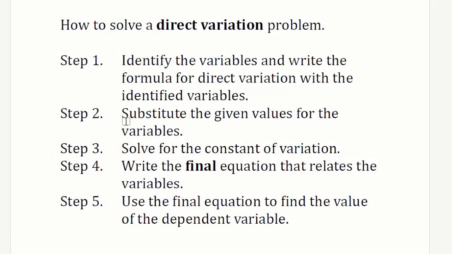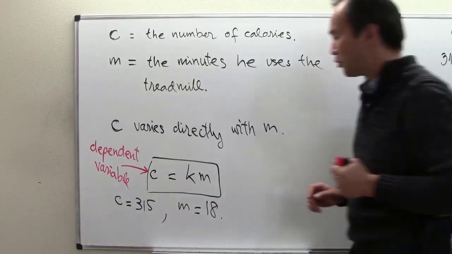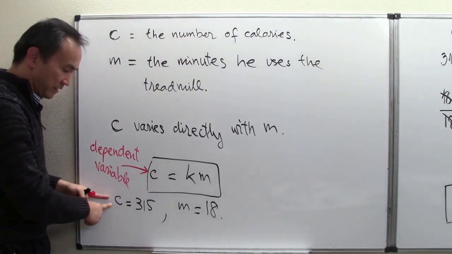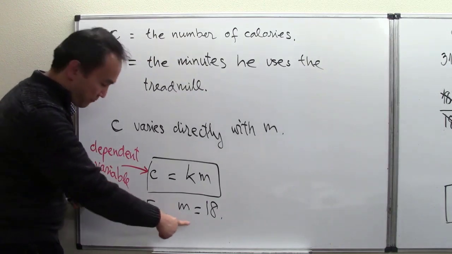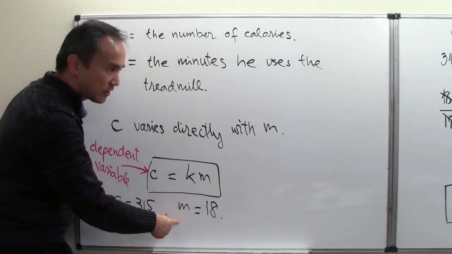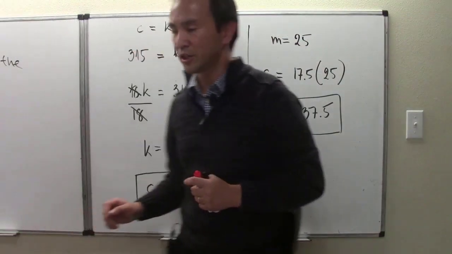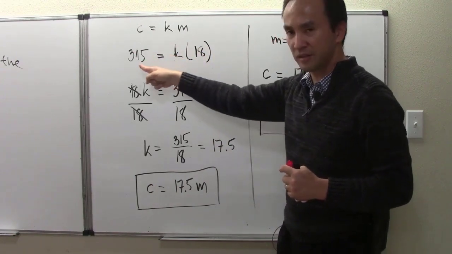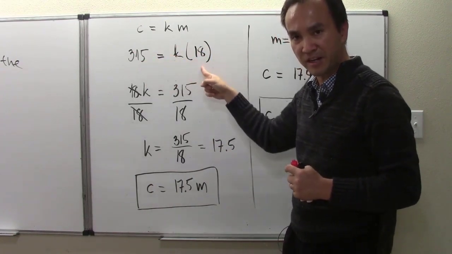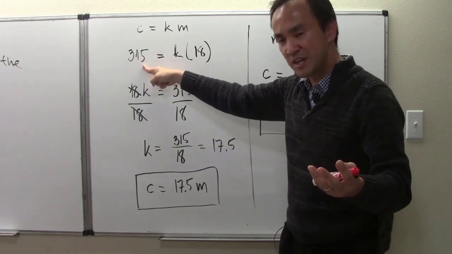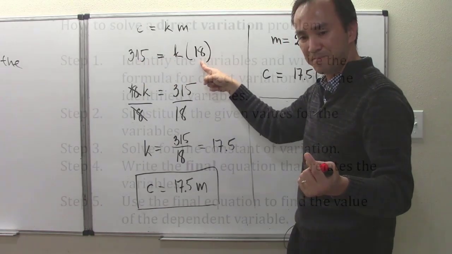And now on step 2, we are going to substitute the given values for the variables. One more time back to this board right here. I found throughout the wording of the problem the value for the variable c and the value for the variable m. Substituting the value for m and c into the equation is done by this step right here, where I have substituted 315 as the value for c and 18 as the value for m.